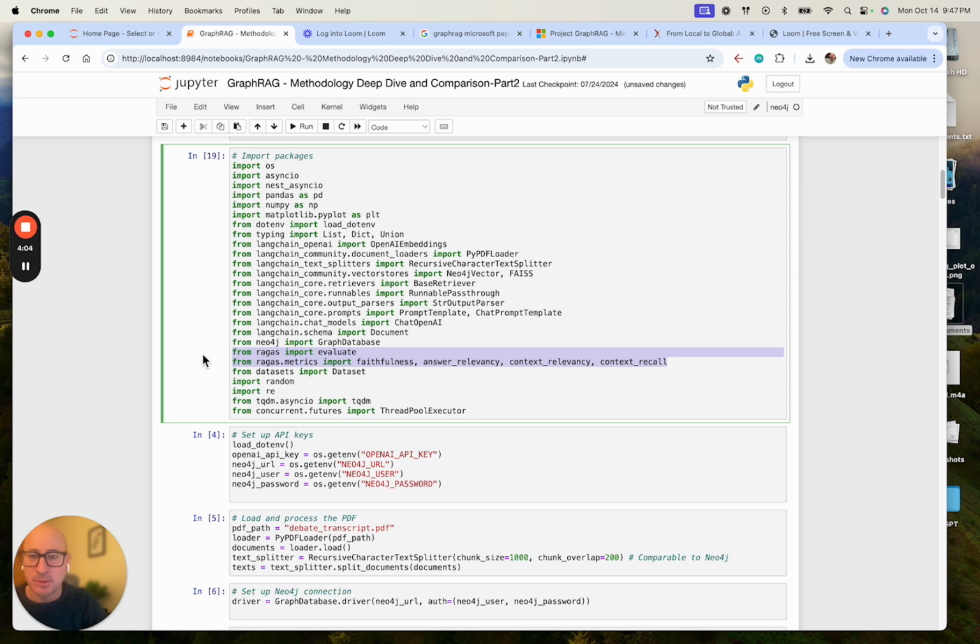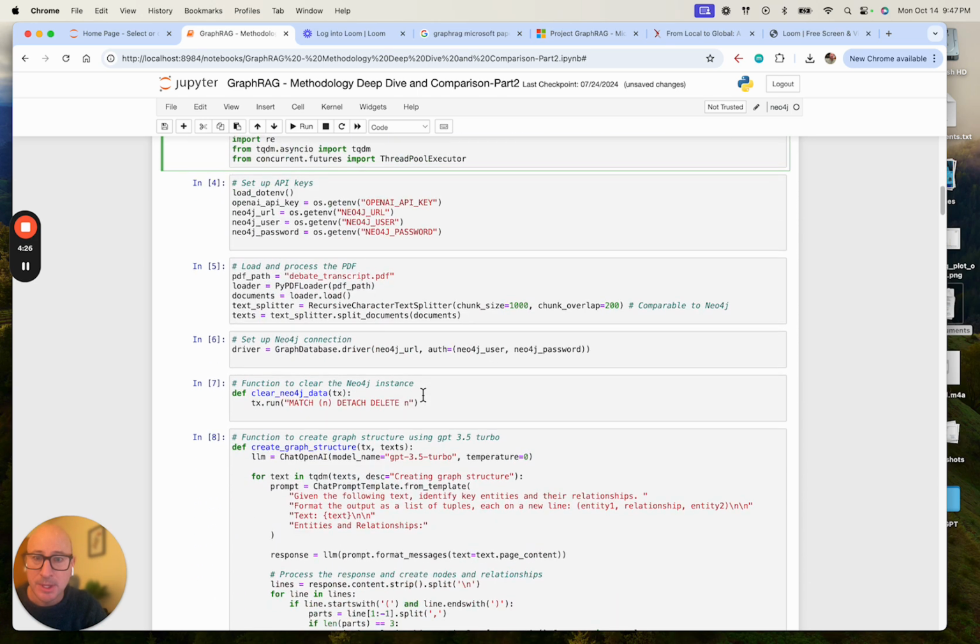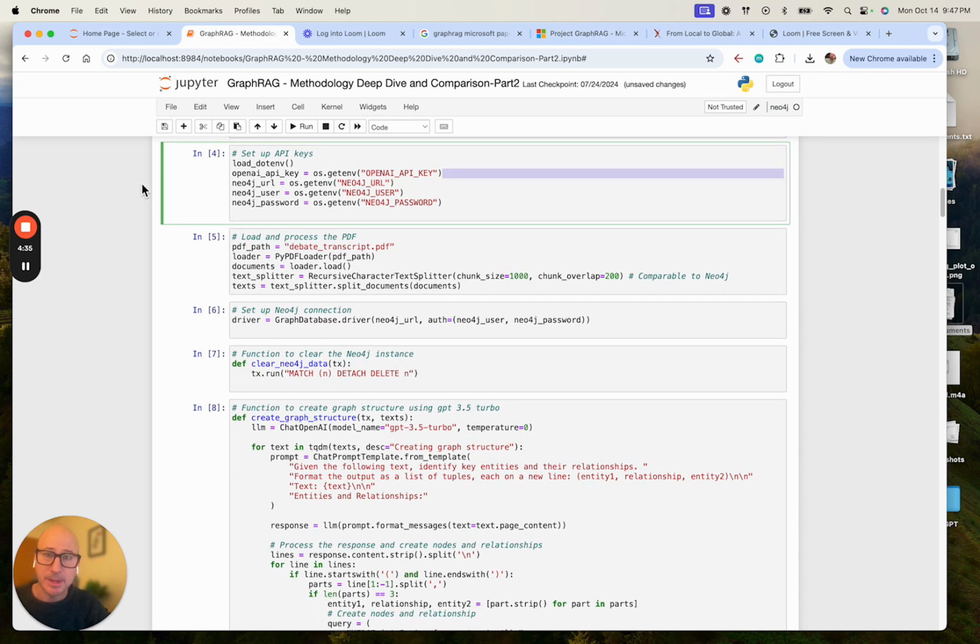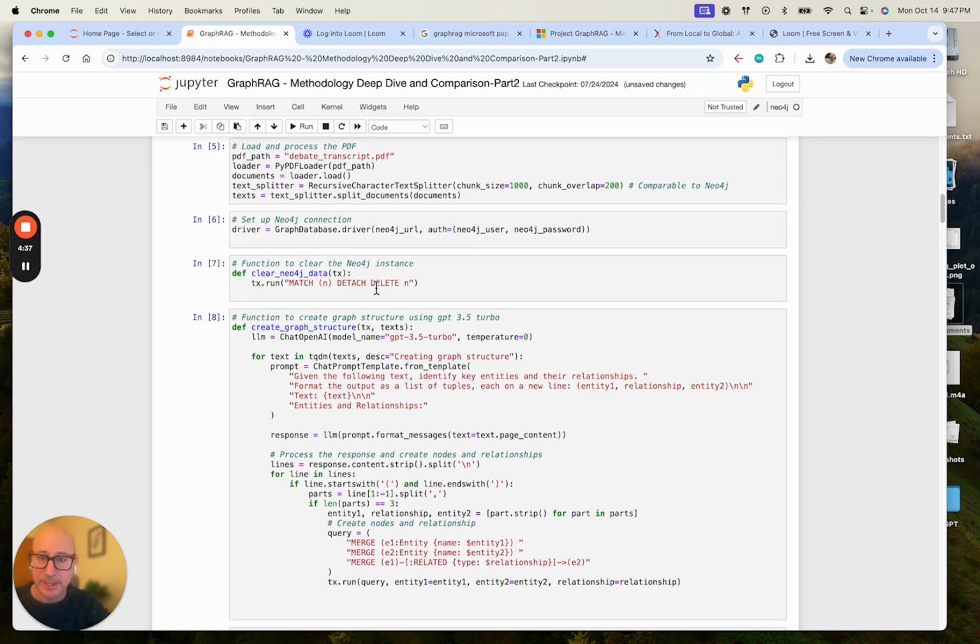Ragas is what I use to evaluate all these: faithfulness, answer relevancy, context recall. It has to do with precision and recall of both the document being retrieved and the overall answer. So you have those two measurements at each step, which I think is pretty helpful. Then I had my Neo4j set up with a trial Neo4j instance. Again, using OpenAI for where I needed it.